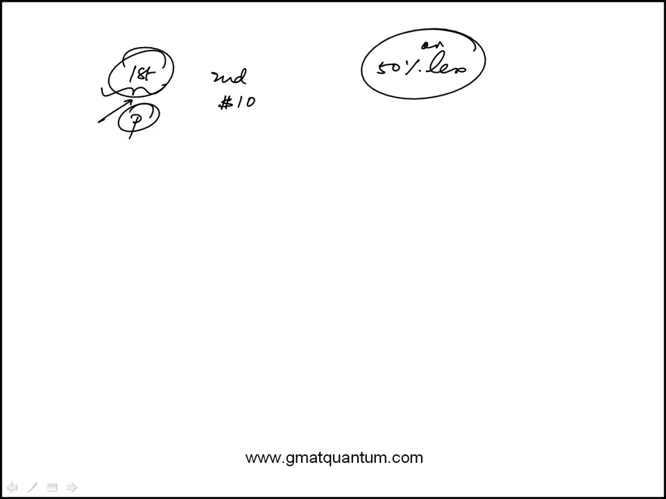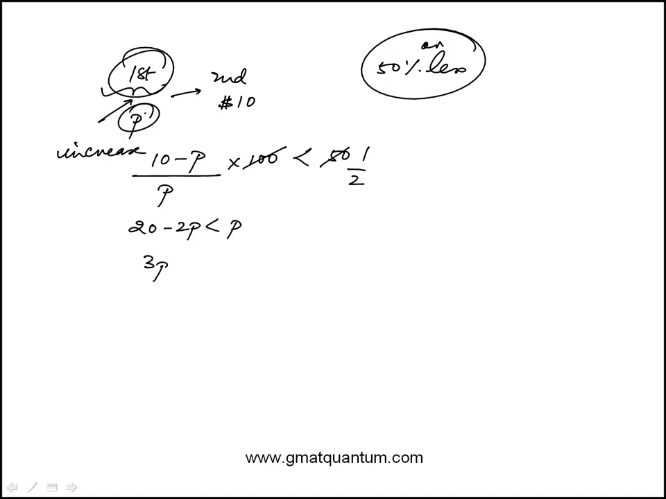So if I call this P, if the price increased from P to 10, the change would be 10 minus P over the original times 100, and that has to be less than 50. So this is the case of an increase. And if I simplify this, divide both sides by 100, so that's going to be 2, and I cross multiply, 20 minus 2P is less than P, I'm going to get a price of 20 over 3, or in this case, 6 2/3 dollars.